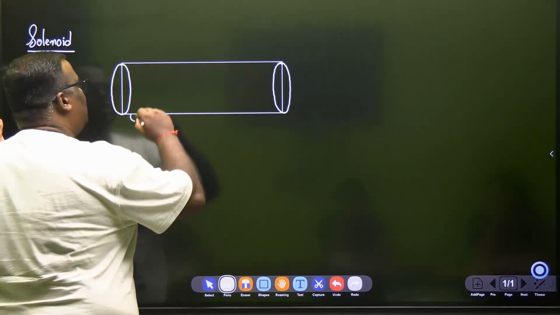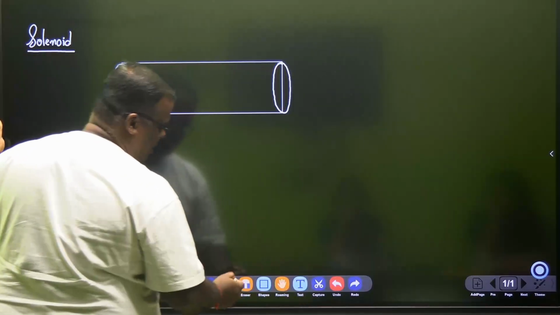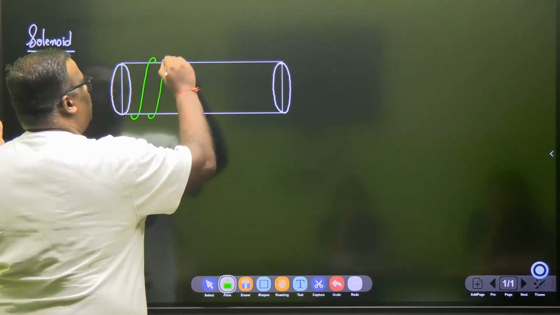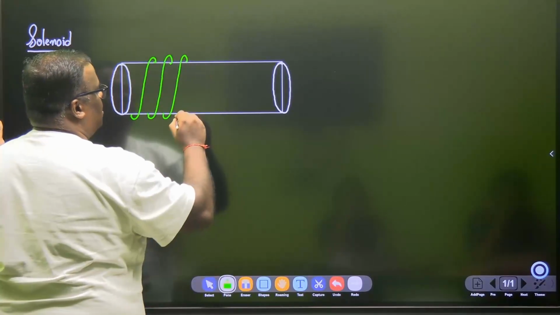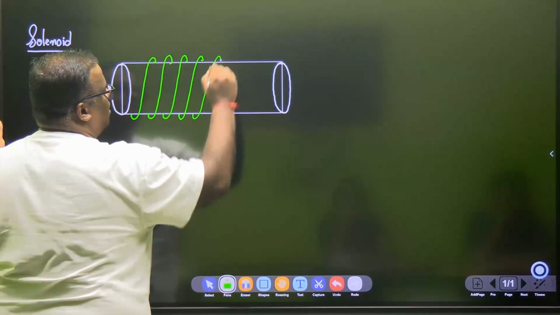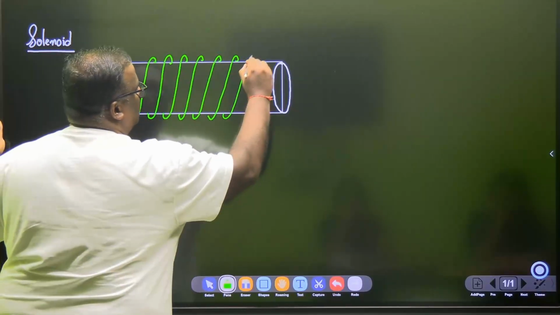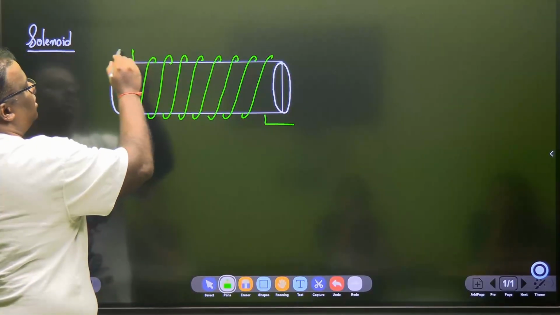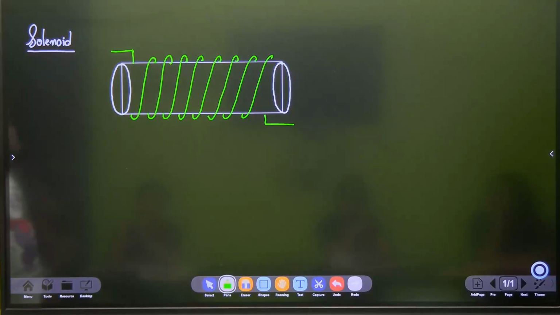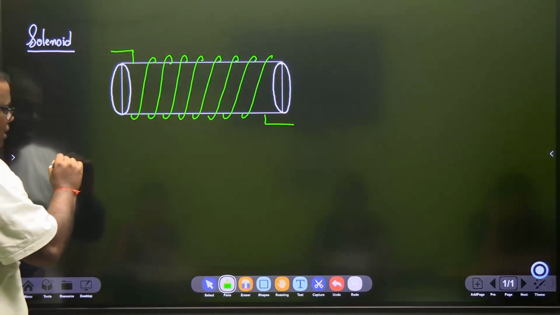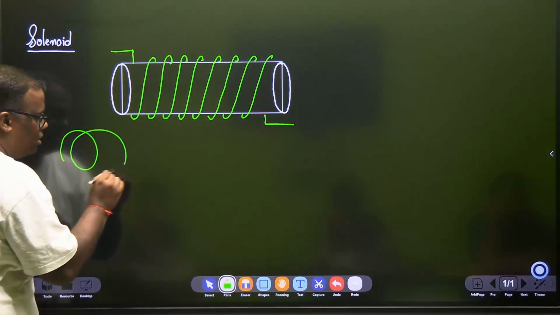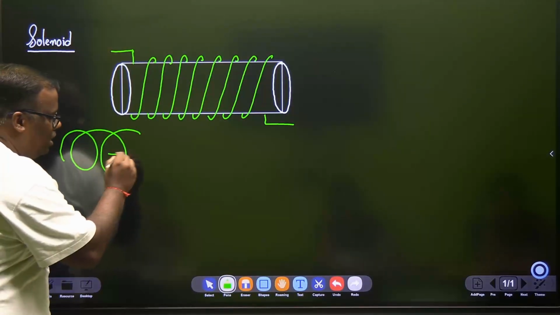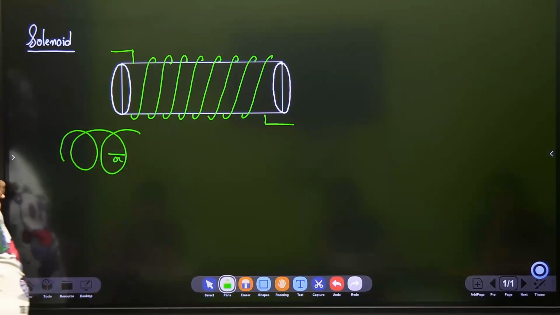And your solenoid is like wires which are wound in this manner. This is one end, and let's say this is one more end. Have you understood? This is a solenoid. If you see it from another end, it's like circular coils like this. These are the circular coils, right? Say this is the radius of the coil.